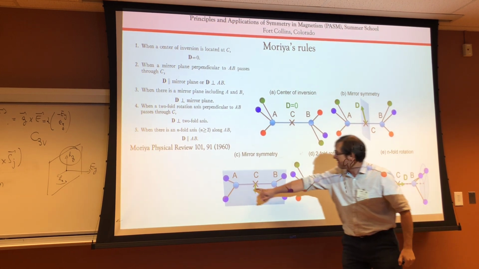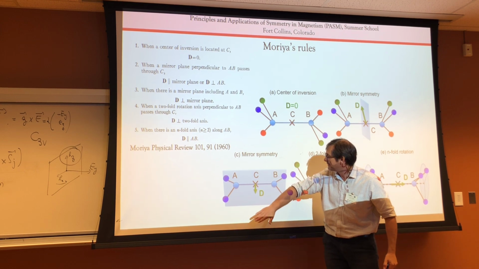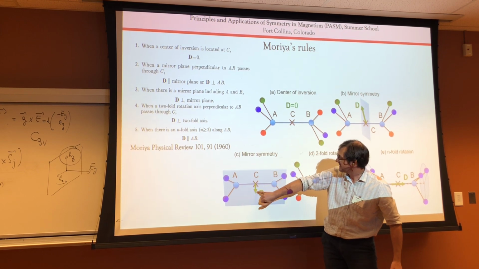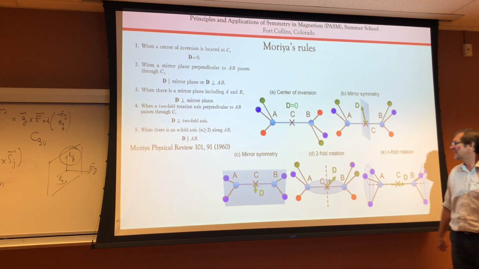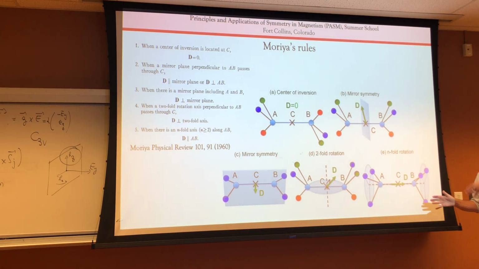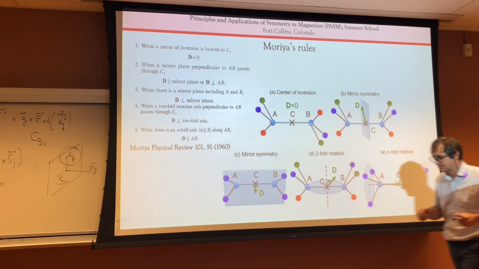Now, if the AB sites are contained in a mirror plane, then the Dzyaloshinskii-Moriya vector must be perpendicular to the mirror plane, and so on and so forth. I'm just not going to describe everything. You can have a look at the Moriya paper. But basically, just by looking at those five rules, you can determine the direction of the vector. And this is something you can do very easily.